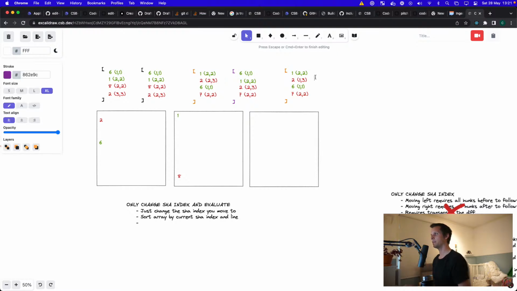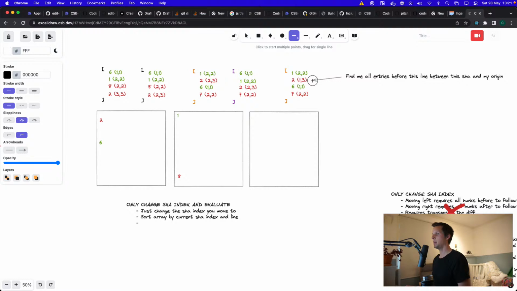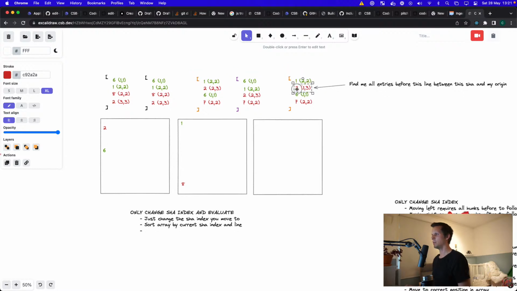Okay, I have to write that down. Find me all entries before this line between this SHA and my origin. So that's what would happen here. It would actually find this one. It's a lot of iteration though. Anyways, so this will become 1.